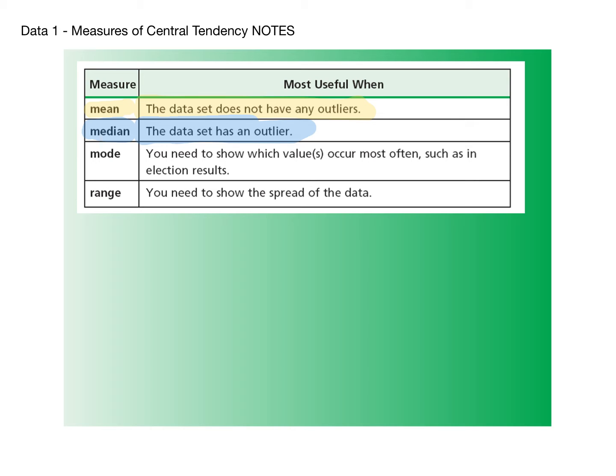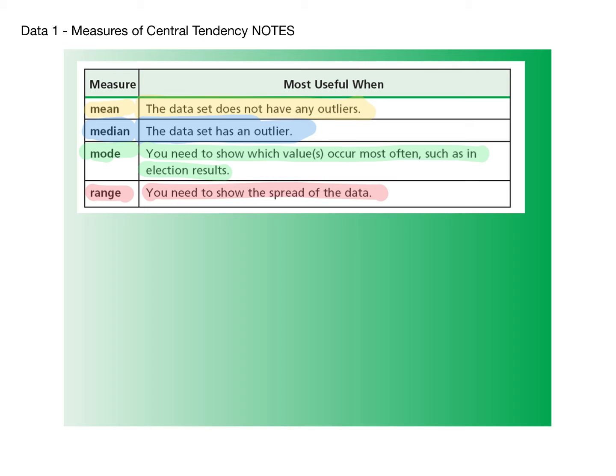The mode, you'll use that when you need to know which one occurred most often, like what was the most common test grade or who won the election, which person got the most votes. That's the mode right there. And finally, you should use the range if you need to know how spread out the data was.